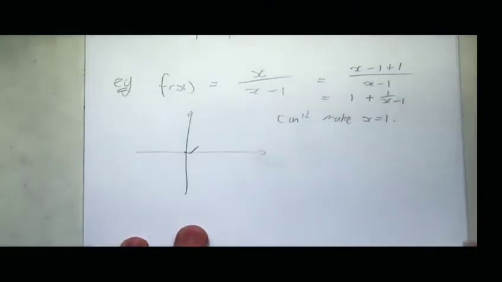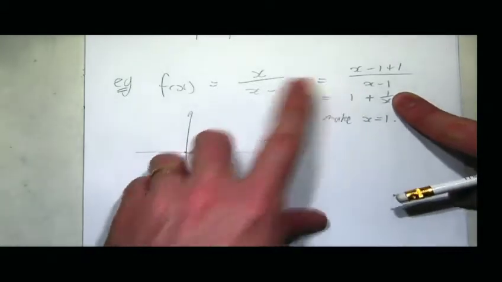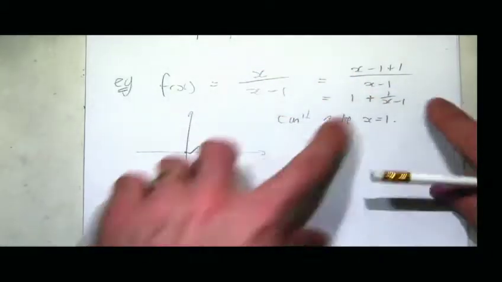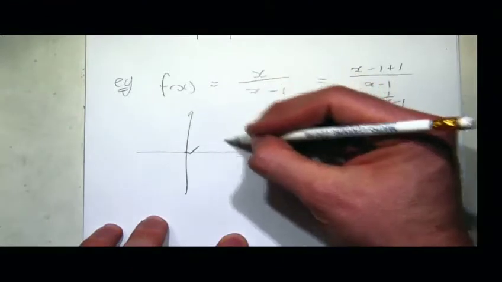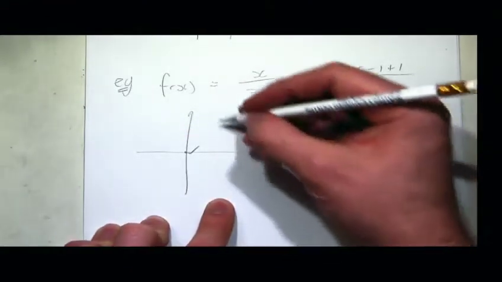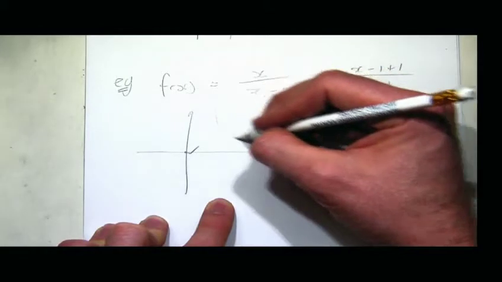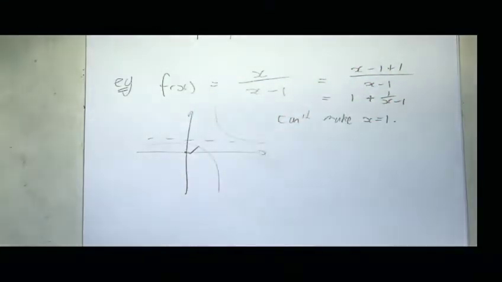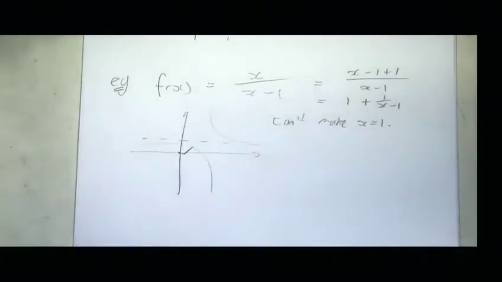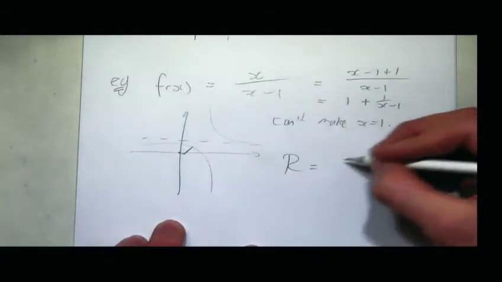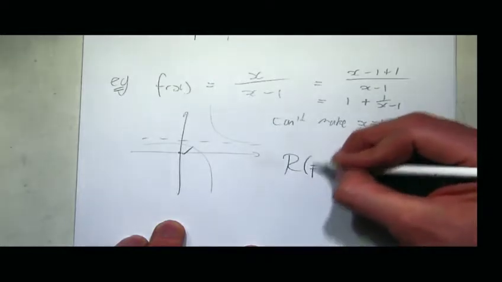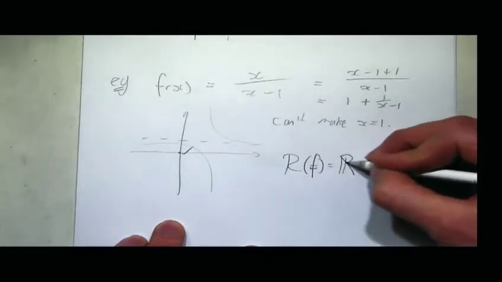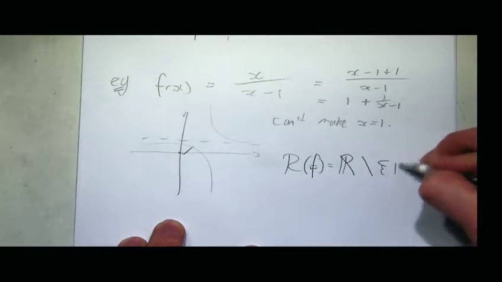And just for the graph, well, 1 over x would look like this. x minus 1 would shift it across 1, and the plus 1 here would shift it up 1 on the y-axis, so it's going to be like here. So in my graph, if I draw a shadow, put a light over here, my shadow is going to miss that spot there because there's no y value there. So my range is everything. So my range of f is the whole of the real numbers without 1.